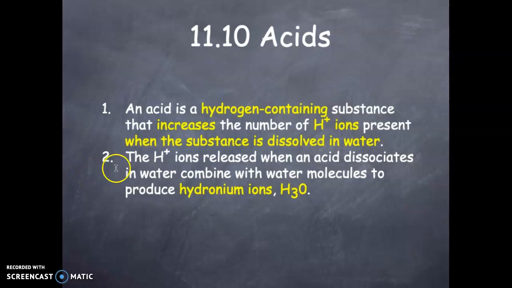The H plus ion released when an acid dissociates in water combines with a water molecule to produce the hydronium ion. So each H plus ion will combine with a water molecule to make this hydronium ion in water. That's simply because the hydrogen ion doesn't want to stay alone by itself. It has the inclination to bond with a water molecule, and there are so many water molecules present, so it's easy for that to occur.